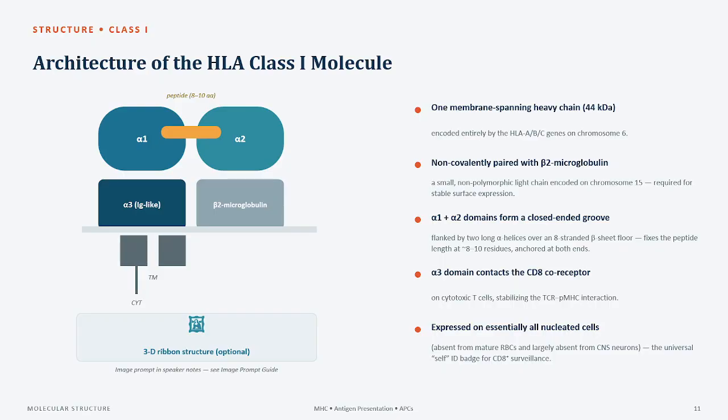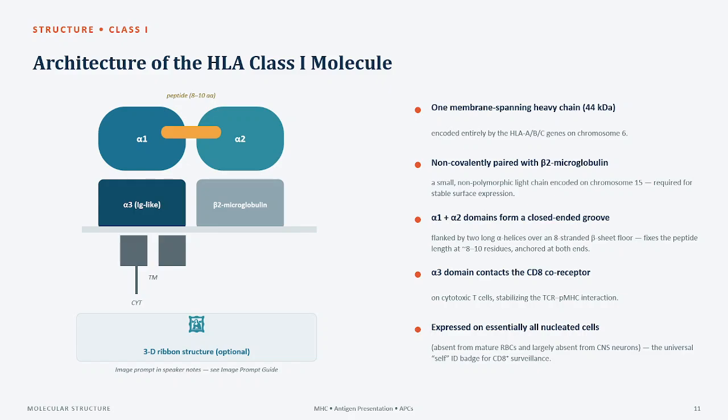Now coming to the molecular structure of the HLA. This is the architecture of the HLA class 1 molecule. The key structural feature is that it is one membrane spanning heavy chain of 44 kilodaltons, encoded entirely by the HLA-A, B, C genes located on chromosome 6. It consists of three extracellular domains, a cytoplasmic segment and a transmembrane segment. They are non-covalently paired with beta-2 microglobulin, a small non-polymorphic light chain encoded on chromosome 15. It is essential for the stable surface expression of the entire MHC class 1 complex.